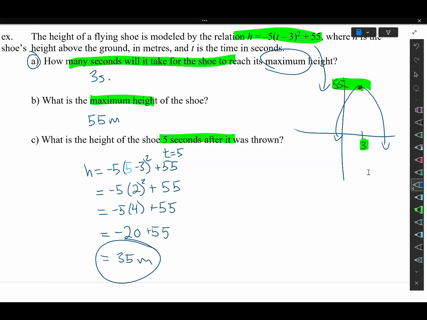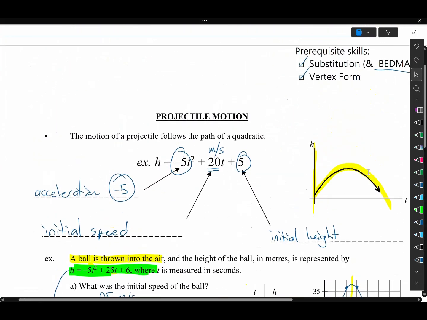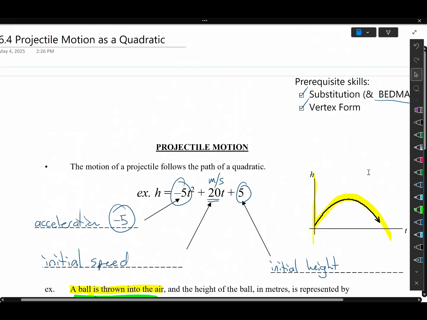Now, I'm hoping at this point you feel a little bit more comfortable working with some application questions in projectile motion. We're working with our quadratics here. Nice work, folks.